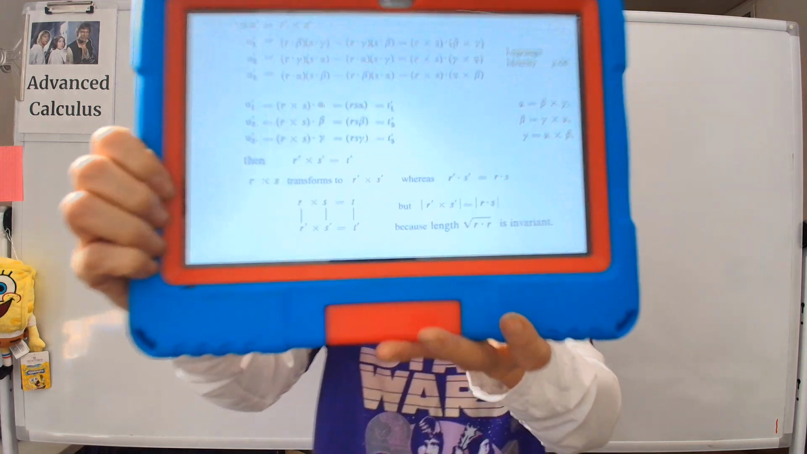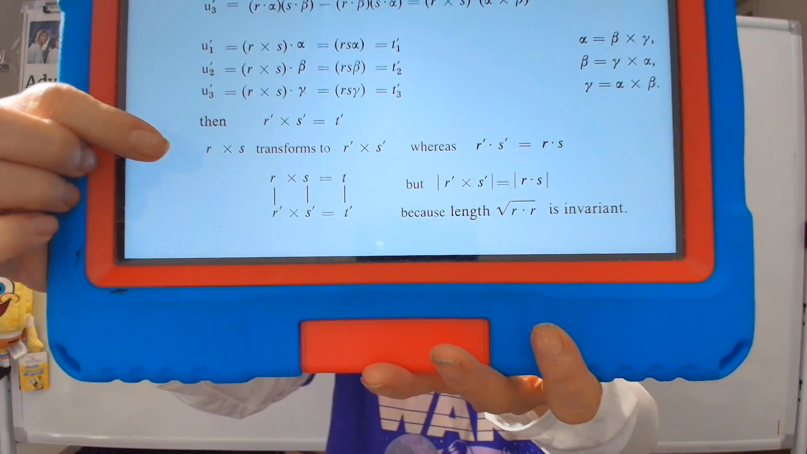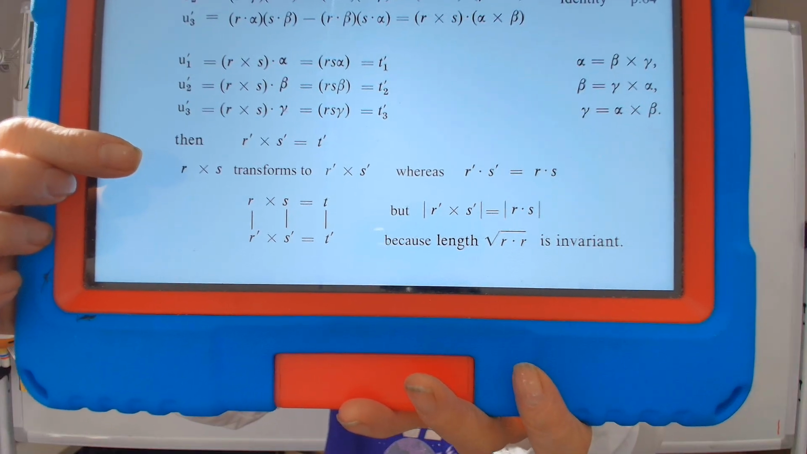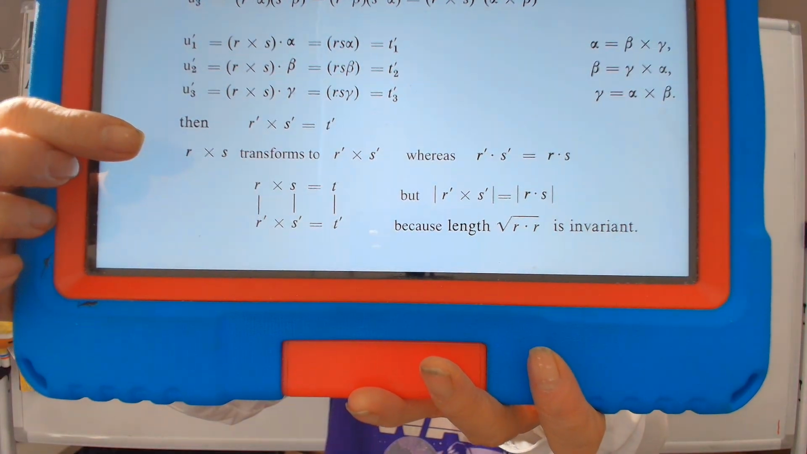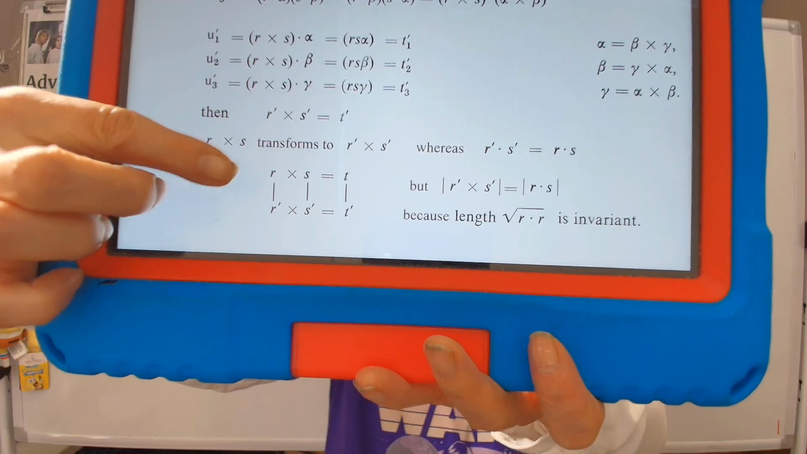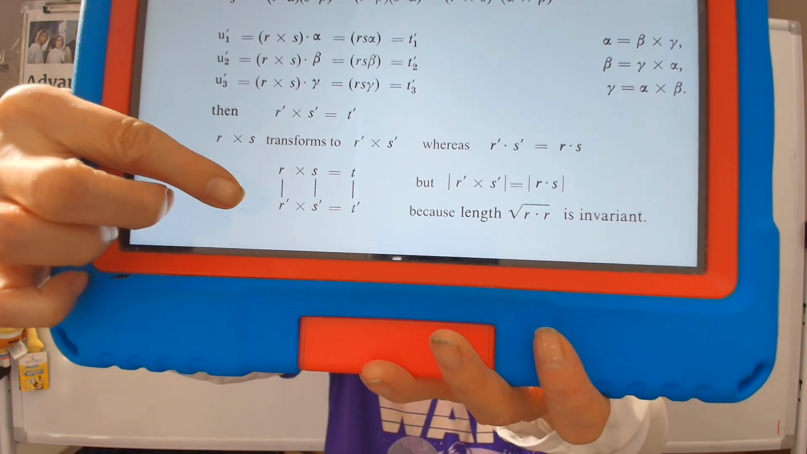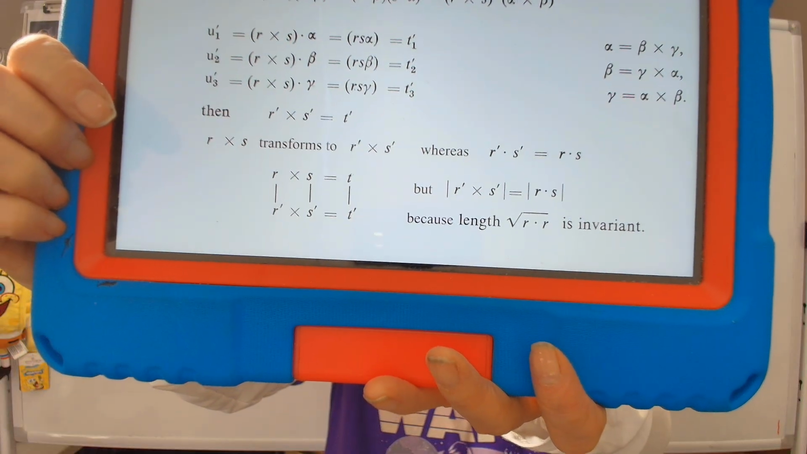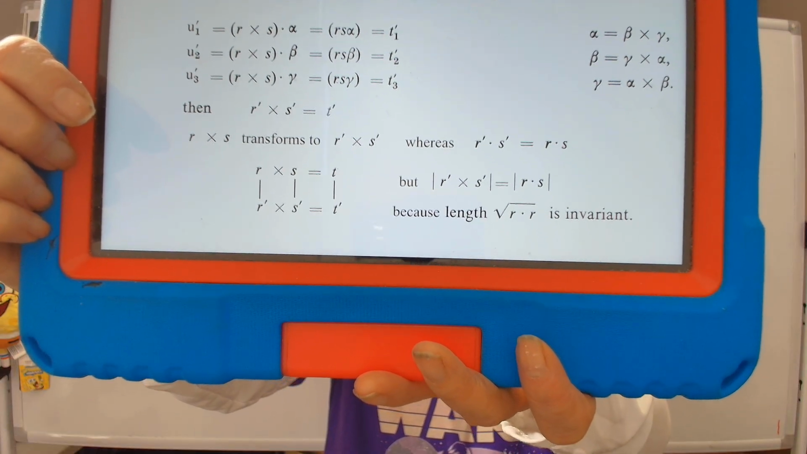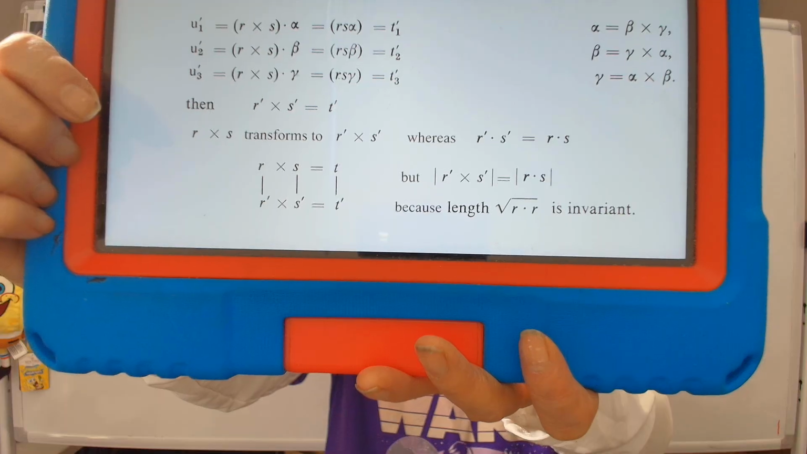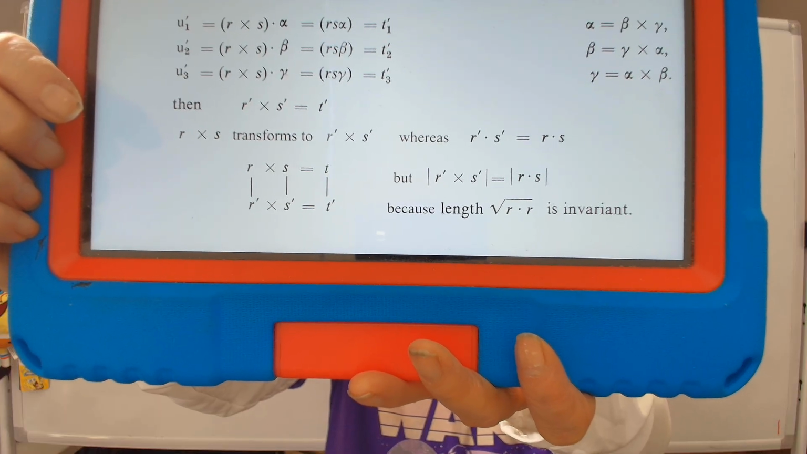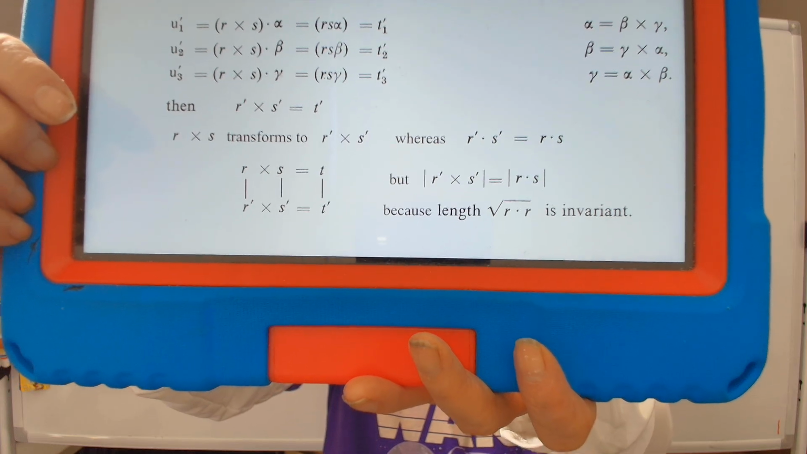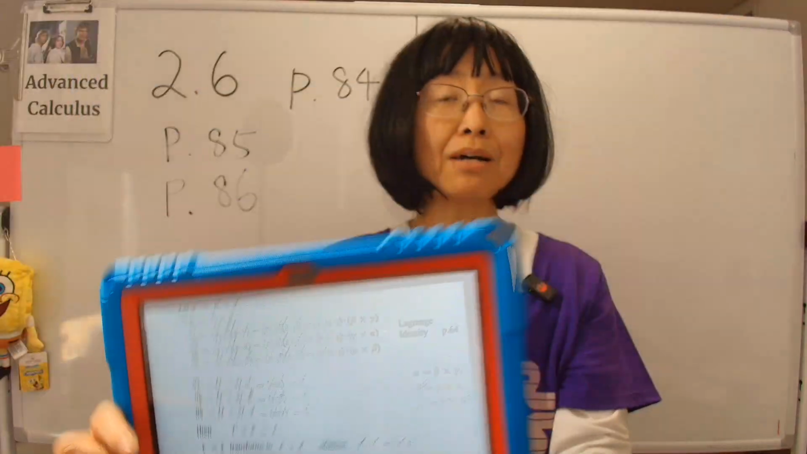So here is the result of our proof. What we did is to show that R cross S, the result of the cross product, got transformed to R prime cross S prime. See, R transforms to R prime, S transforms to S prime, and then R cross S equals T, and it turns out the results are also transformed. T got transformed to T prime, and T prime happened to be equal to R prime cross S prime. And that's the invariance that we're talking about.